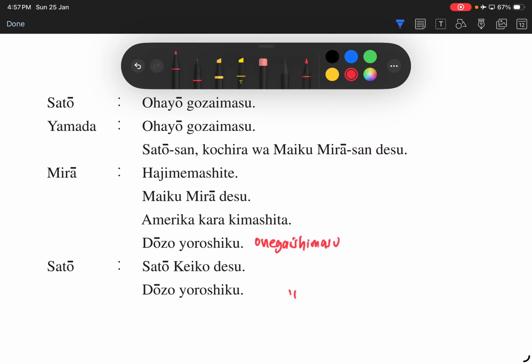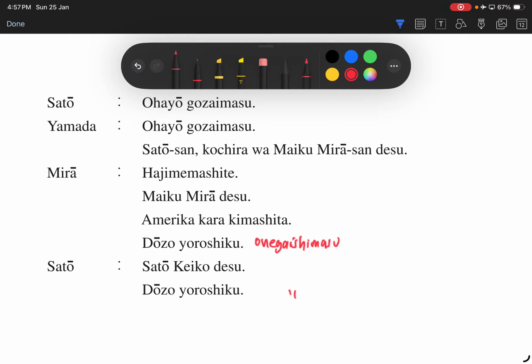Okay, so conversation. Maybe I would like to have 3 people to try to read these sentences. Any 3? No, I called names already. Any 3 persons? Don't have. Okay lah. Elise, Zuyu, and Yaoxiang. Elise can be Mira, Zuyu can be Sato, Yaoxiang can be Yamada.